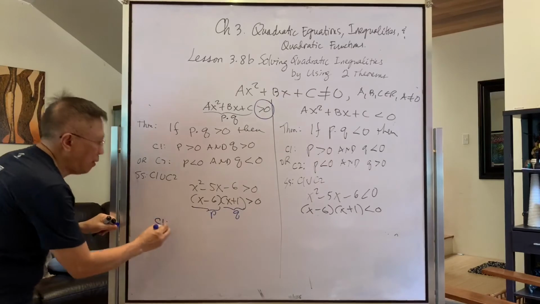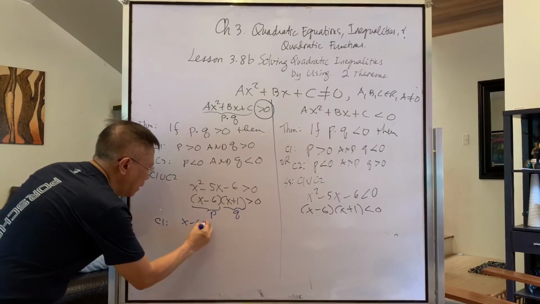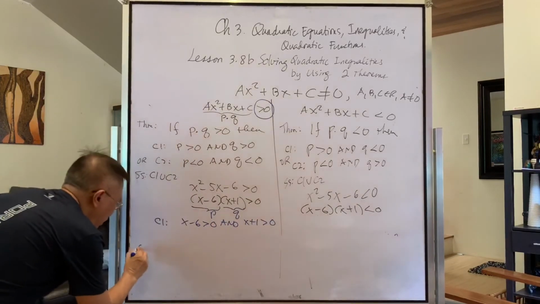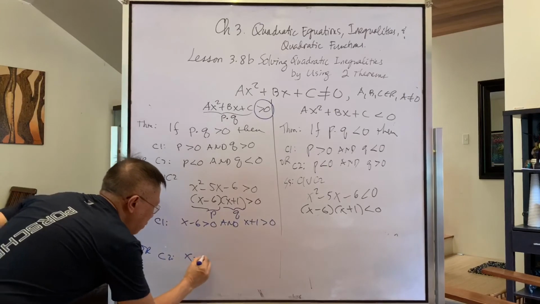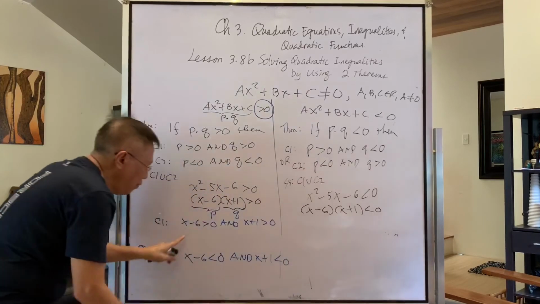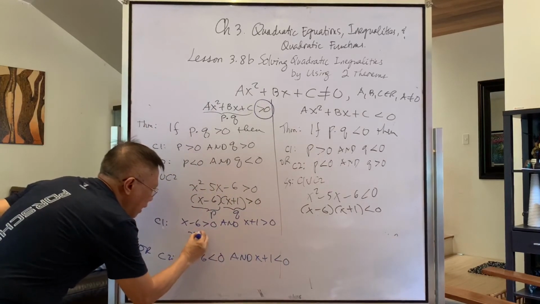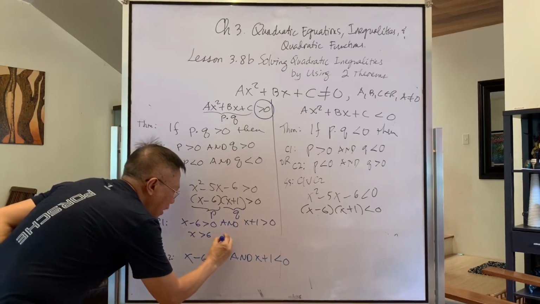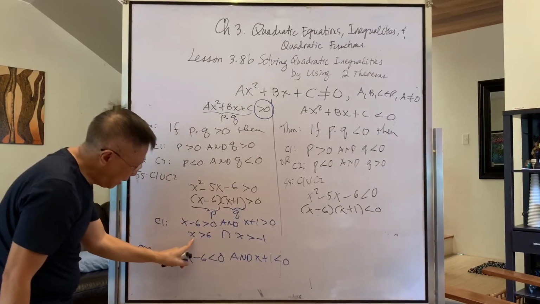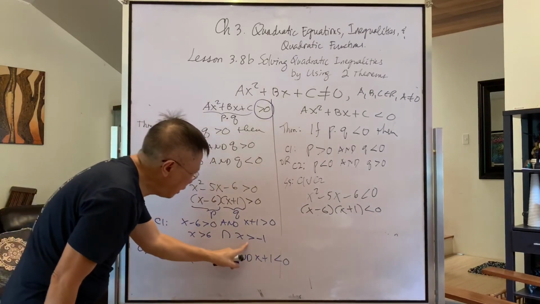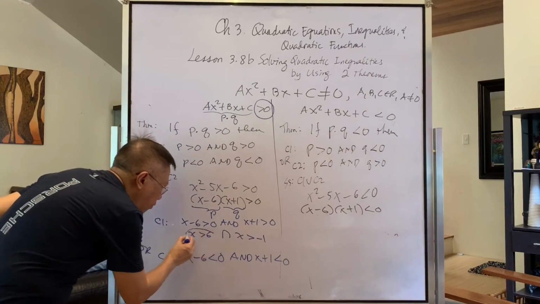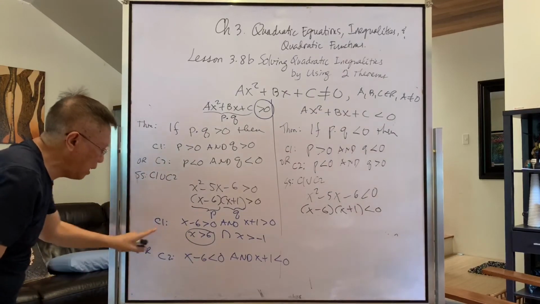We have case 1 here, which will be x minus 6 greater than 0 and x plus 1 greater than 0. Or case 2, x minus 6 less than 0 and x plus 1 less than 0. Solving these two linear inequalities gives me x greater than 6 intersection x greater than negative 1. If you look at the direction of the inequality, x greater than 6 and x greater than negative 1, both of them are moving to the right and the intersection will be starting from 6. So that is my solution for case 1.